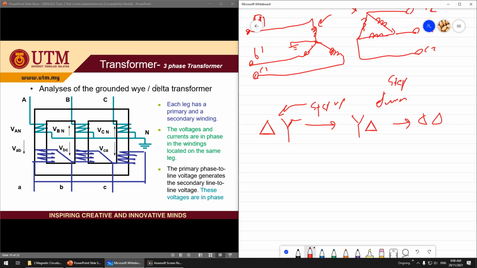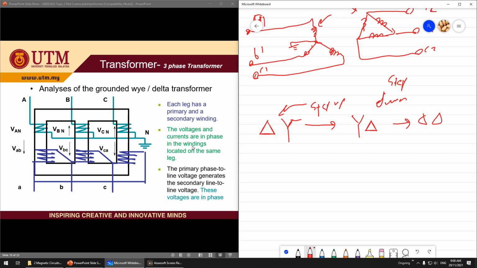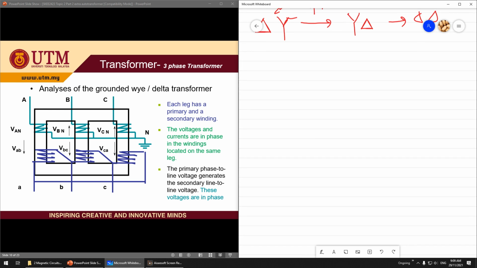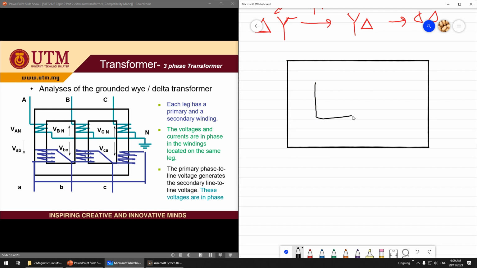Analysis of the Y-delta transformer. You can see here the Y-delta transformer is usually used in the step down transformer, and this is the winding. Remember that I said you need to have a transformer core. Let me draw this, maybe easier to understand. You have a transformer iron core, something like this, with three legs. Usually this is symmetrical; I cannot draw it symmetrical.